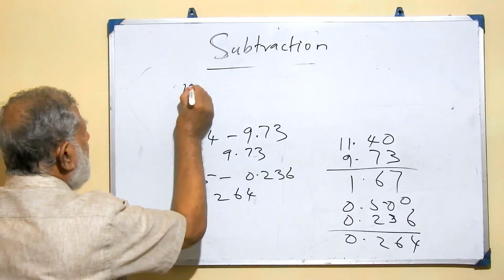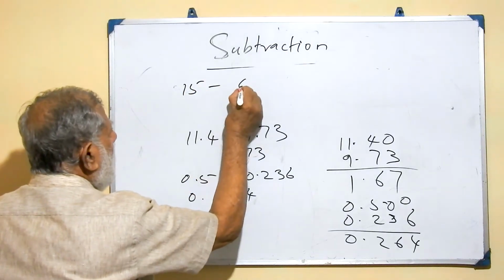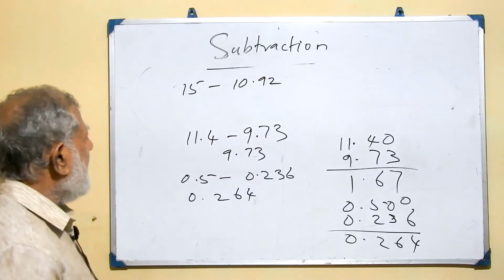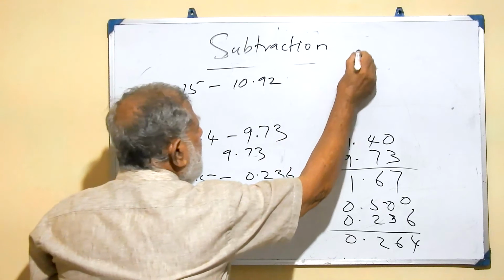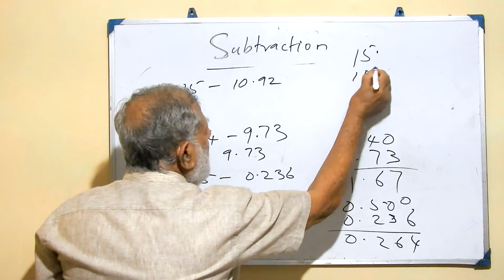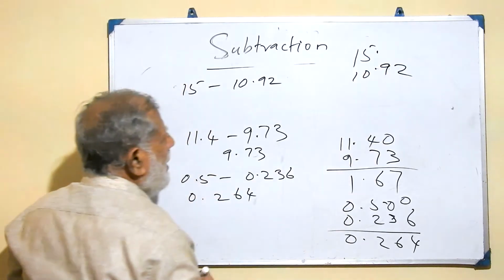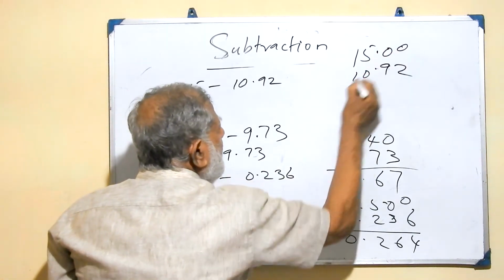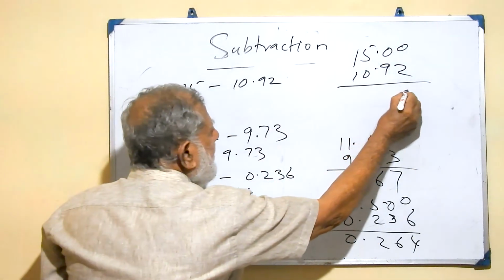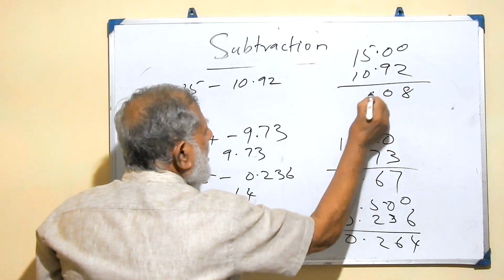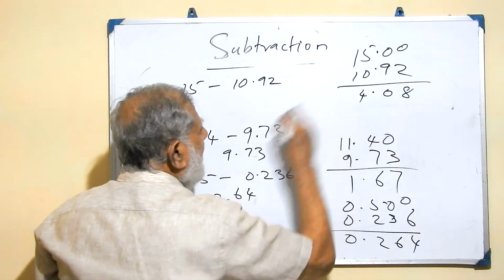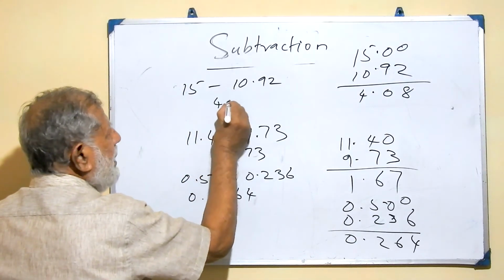One more sum we will do. Look at this. 15 take away 10.92. Where is the decimal for 15? It is 15 point. And 10.92. So here you have to put a 0 and a 0. So 10 take away 2, 8. 9 take away 0, 4. You can check by adding from the bottom: 8 and 2, 10, 1 over; 10, 1 over, 5, 1. So the answer is 4.08.